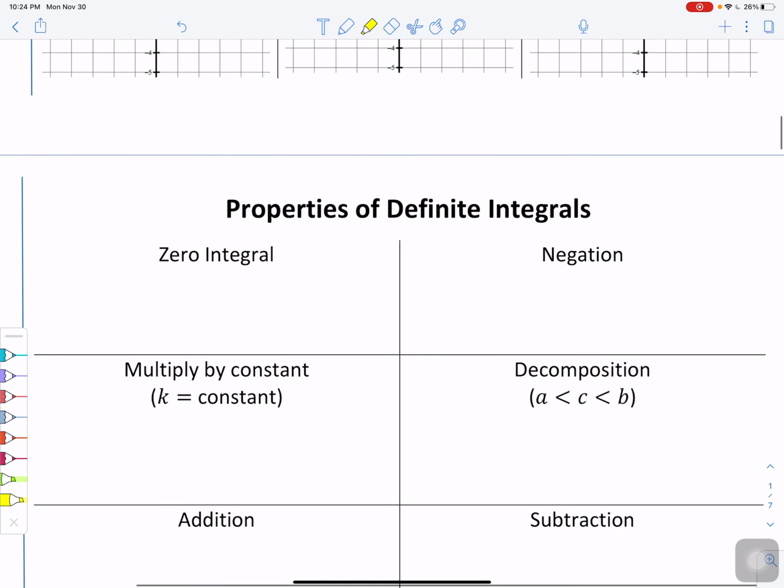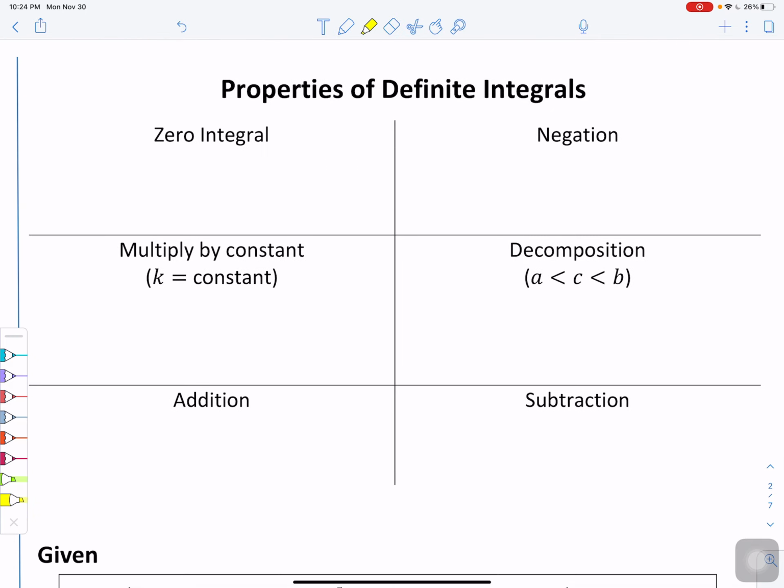Okay, let's talk about the properties of definite integrals, okay? And let's just sort of fill these out. What do I mean by zero integral? Basically what we're trying to say is that we are going to have when the integral is equal to 0. That means if I have an integral, let's write it over here. Let me write the formula first, and then I'll give you an example.